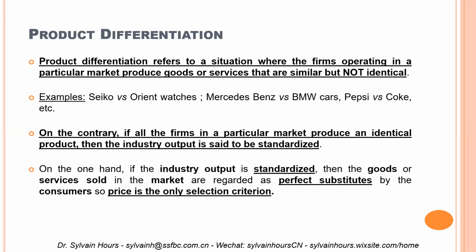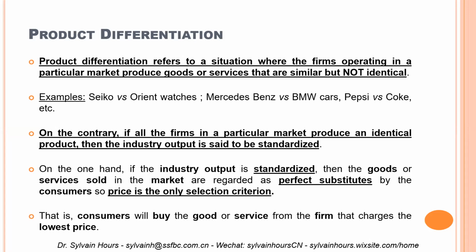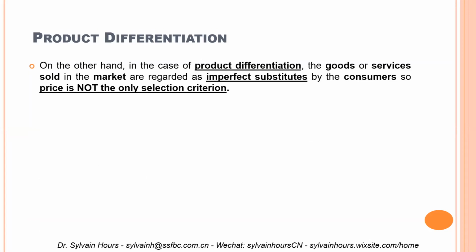So buyers, in this case, will always purchase the good or service from the business that charges the lowest price. There is no other dimension that the consumer can use to choose where to buy the product. Okay. On the other hand, if you are in a market where products are differentiated, then these different goods and services provided by different companies are imperfect substitutes. They are not exactly the same. And in this case, price is not the only selection criterion.